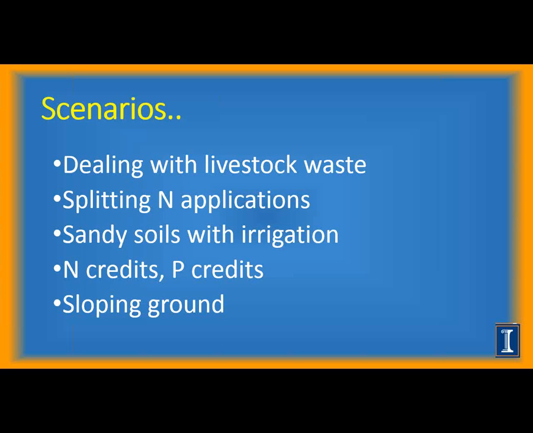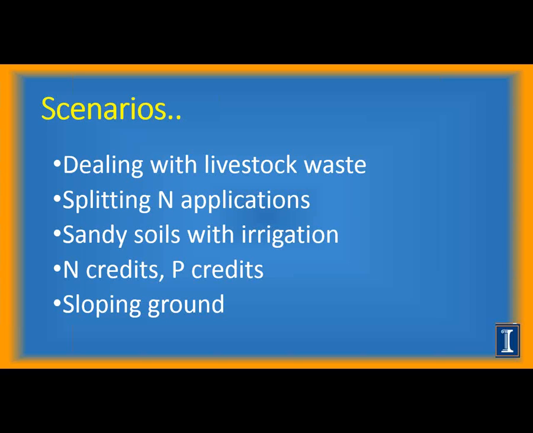Splitting nitrogen applications. Maybe you'll have an opportunity to discuss looking at nitrogen credits and then maybe using some fall anhydrous, but following that with some sort of side dress. So you'll have to do those calculations. Sandy soils with irrigation, you may be asked to put a smaller amount of nitrogen out and then put nitrogen with the irrigation water. Again, always looking at nitrogen credits and phosphorus credits.